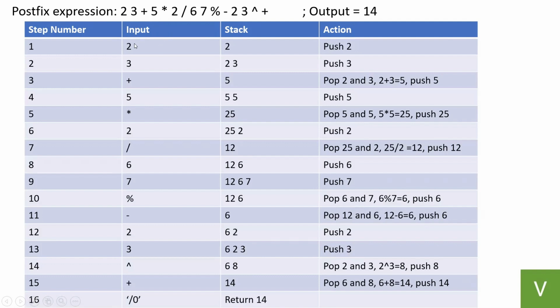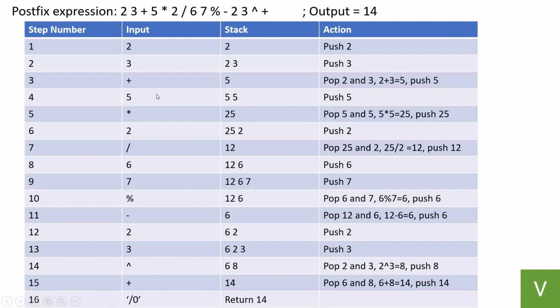At the first iteration, the input is 2. So we will push it into the stack. At the second iteration, the input is 3. So we will push it into the stack. At the third iteration, the input symbol is a plus operator. So we will pop out 2 and 3 from the stack, perform the addition operation on both popped out elements, and push the result into the stack. So we will push 5 into the stack.